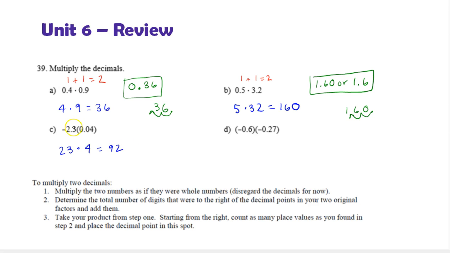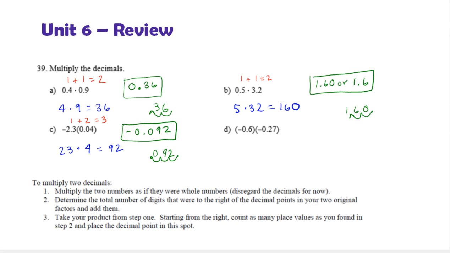Now let's count the digits. Here we had 1 digit, here we have 2 digits. So we have a total of 3 place values we need to move from our product. So starting with 92, start to the right and count 1, 2, 3 decimal places. Now notice here there was no number there, but we need that 0 as a placeholder since that's representing the tens place. So our final result, remember our answer was negative, is negative 0.092.